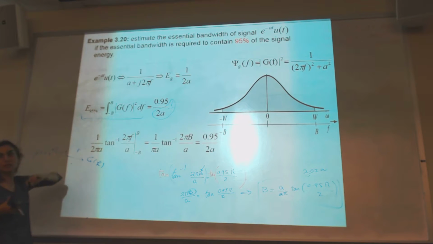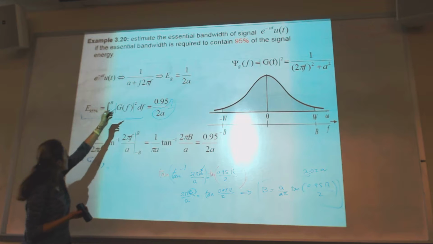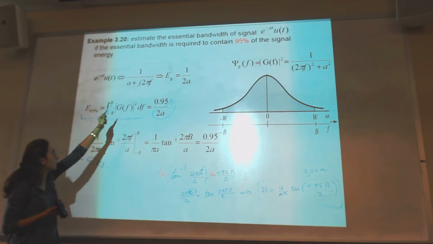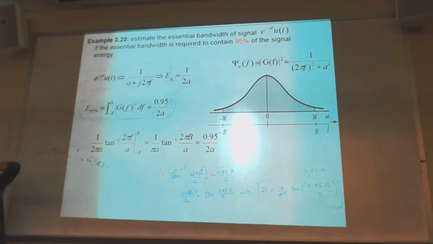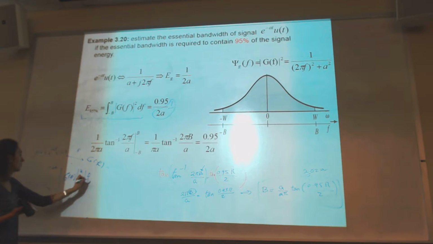G(f) is some complex function. Okay, so G(f) itself is like that. And then multiply this by 0.95? No, first of all, you have to know what's the whole energy. How can we calculate the whole energy? Using the integral from minus infinity to infinity of the magnitude of G(f) squared, from Parseval's theorem, right?